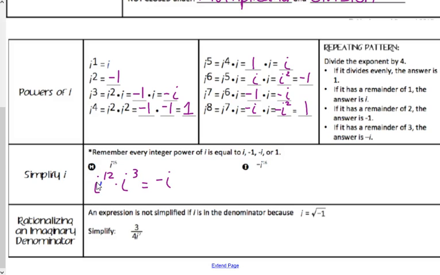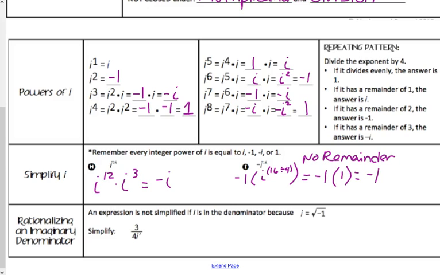For the next example, we have negative I to the 16th. So that's the same thing as negative 1 times I to the 16 divided by 4. And 16 divided by 4 is 4. There's no remainder. And what that tells us is that the answer is going to be 1 for what's in the parentheses. Now we do have to multiply that by negative 1 because we had a negative 1 in the original problem.